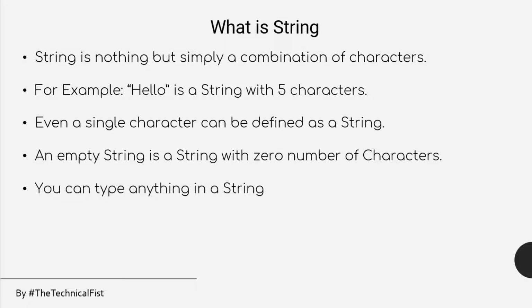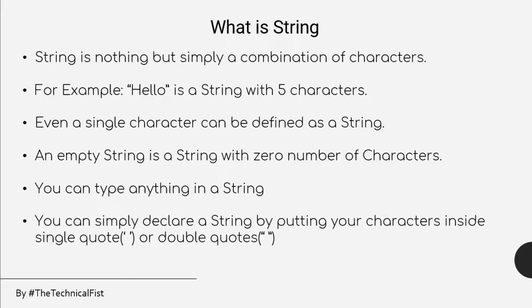You can type anything in a string, so you are absolutely free to type anything inside your string: A, B, C, D, blah blah blah, anything that you can think of. Any word, any number, anything you can type in a string. You can simply declare a string by putting your characters inside single quotes or double quotes. So in Python, there are 2 ways to declare a string. You can either use single quotes or double quotes.